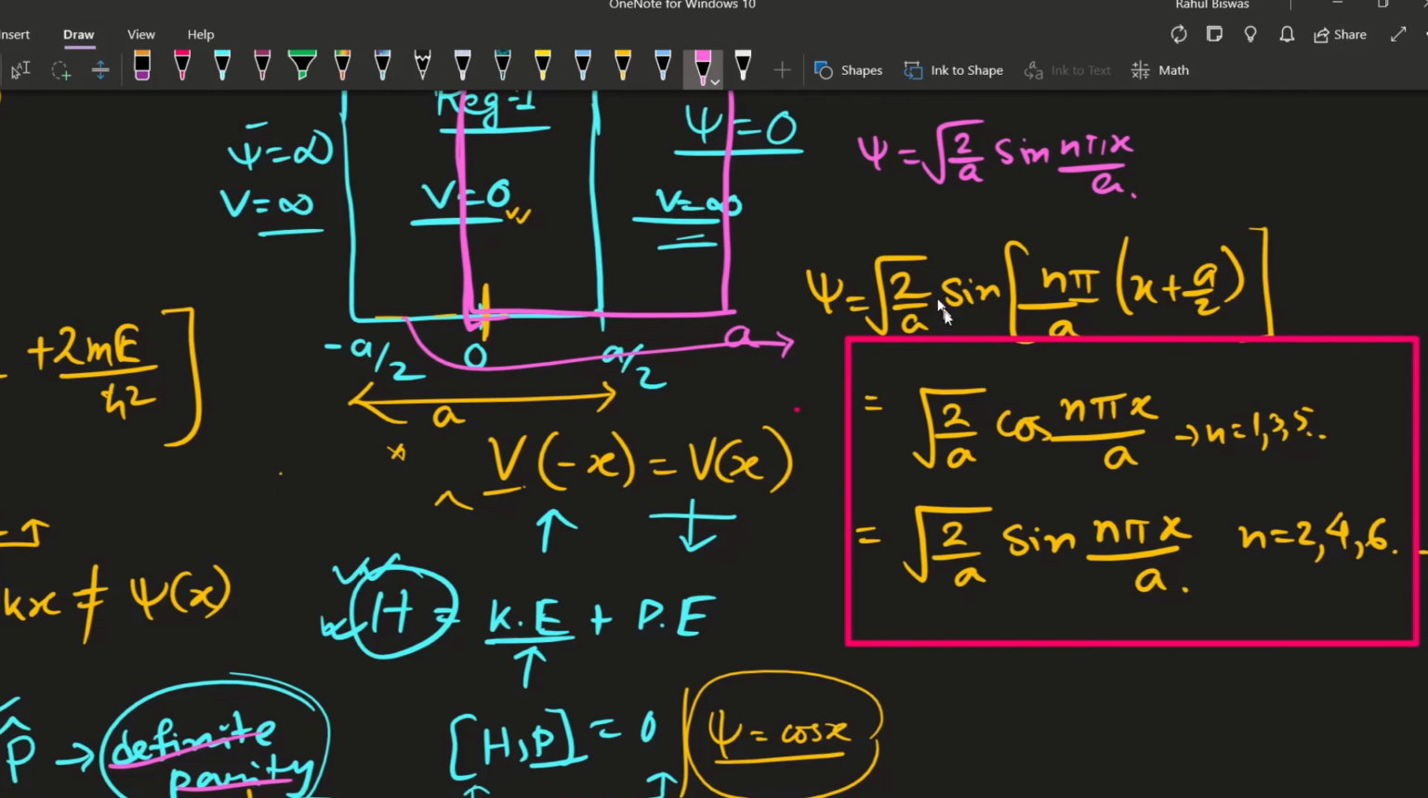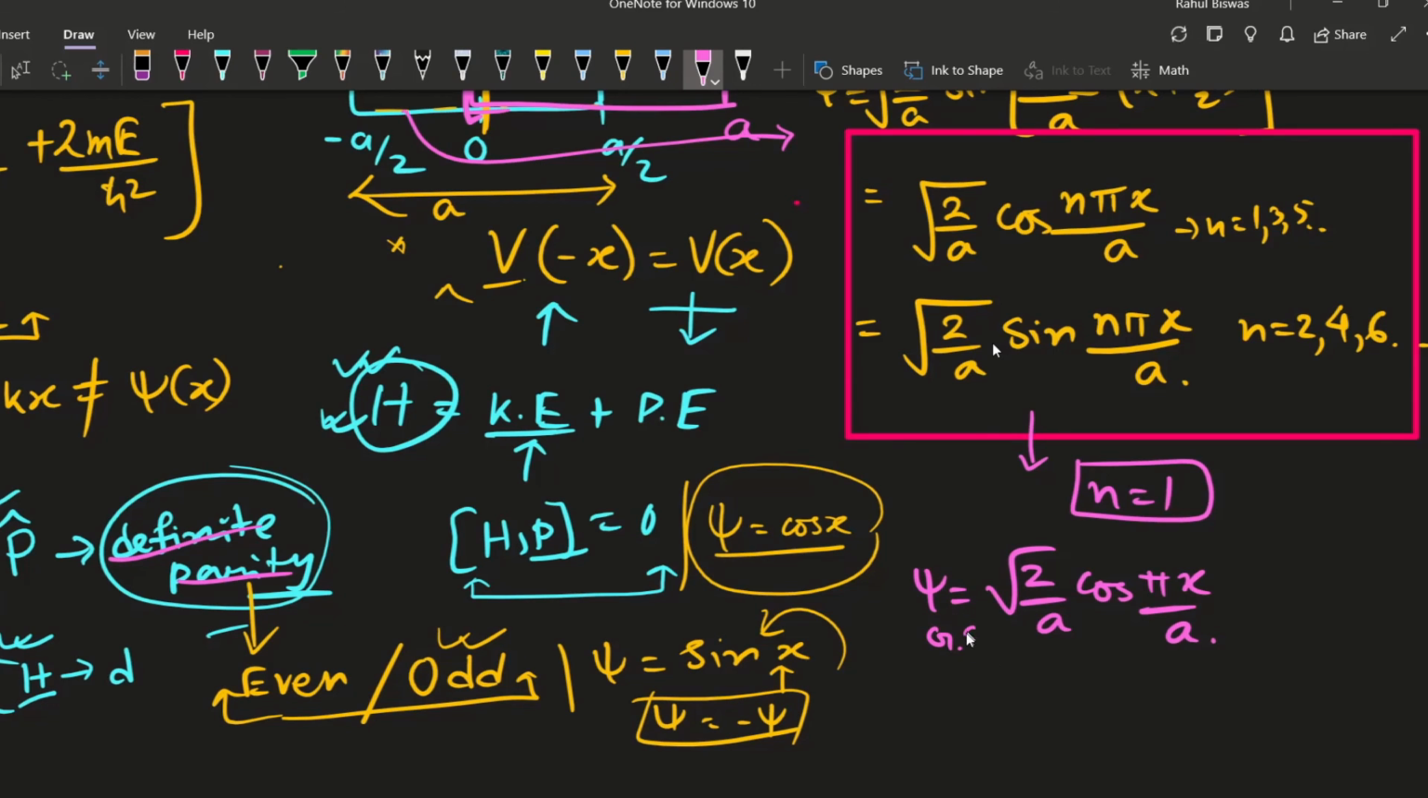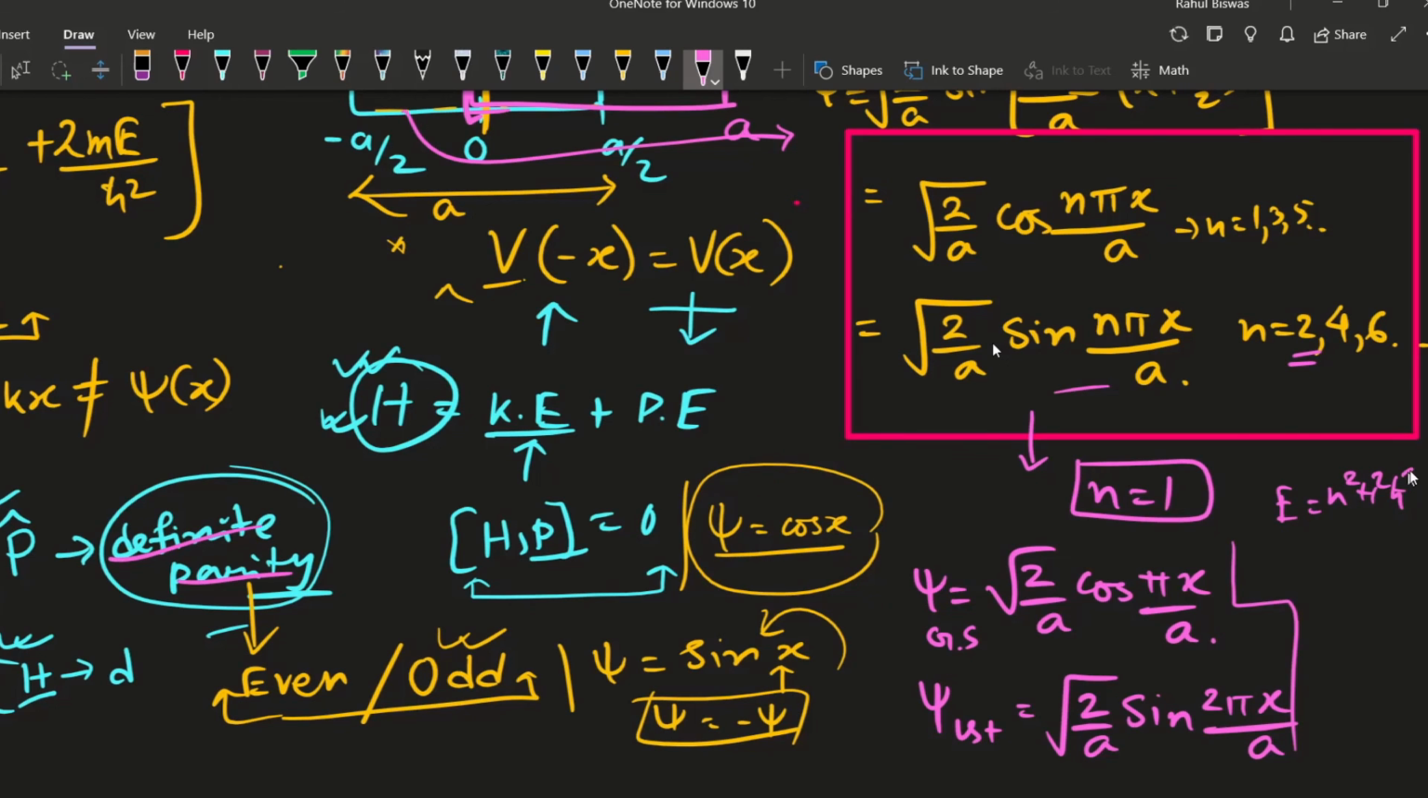The ground state of a symmetric potential will be what? The ground state means n equals 1 here, that means odd, that means root over 2 by a cos pi x over a. This is psi ground state. For the first excited state, what will that be? Root over 2 over a, n equals 2, that means sine will happen, sine 2 pi x over a. And the energy will be the same, E equals n square pi square h bar square over 2m L square, just the same as our asymmetric potential well, right?